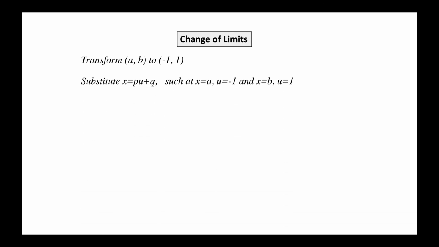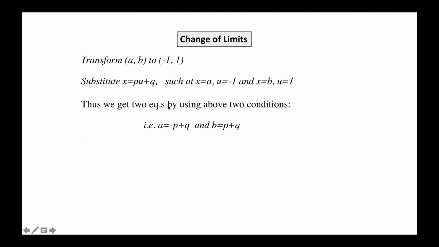Now next is the change of limits. If some other limits in the definite integral are given, we have to convert them to the limits minus 1 and 1, because we have derived the Gauss formula for the limits of minus 1 to 1. So we have to transform any random limits a to b to minus 1 to 1. So let us make a substitution: x is equal to p u plus q. Here p and q are unknowns and u is a variable, such that when x is equal to a, u becomes minus 1, and when x is equal to b, u becomes 1. So this is our requirement.